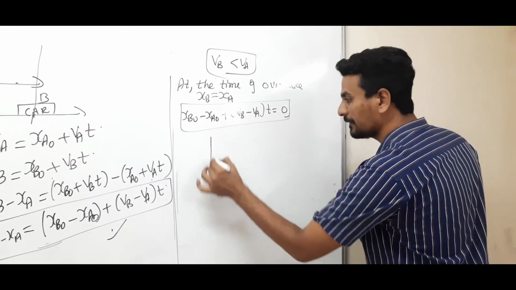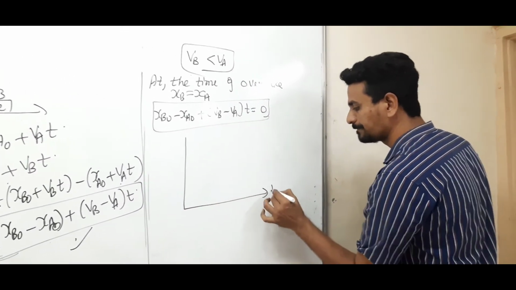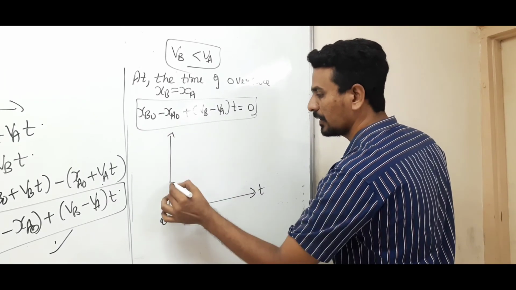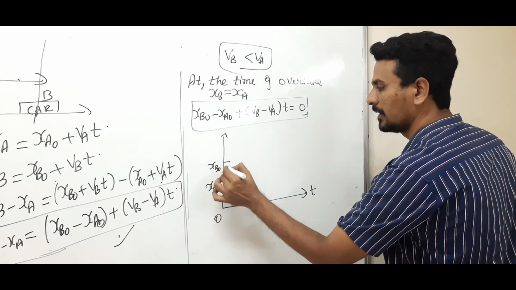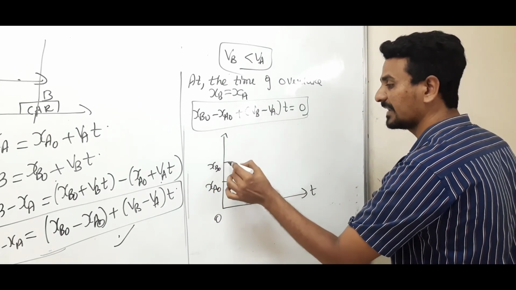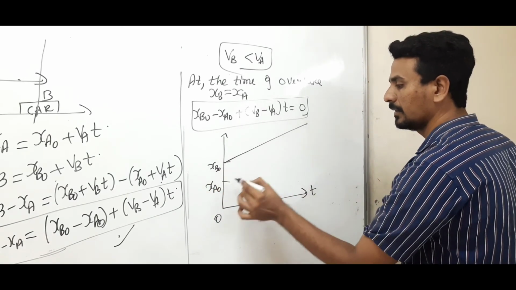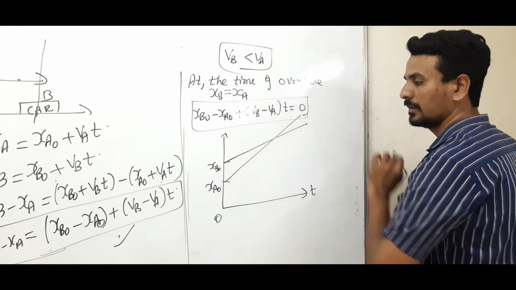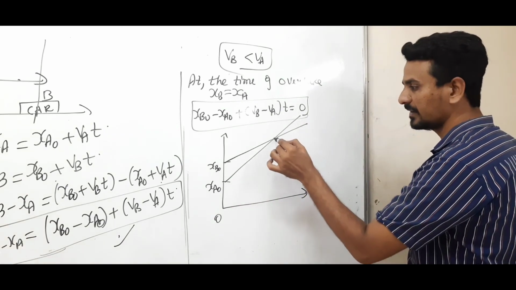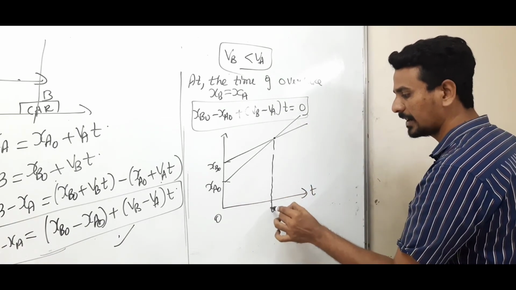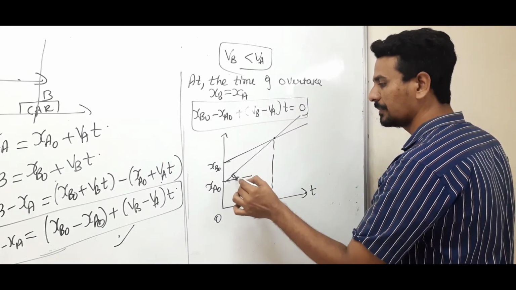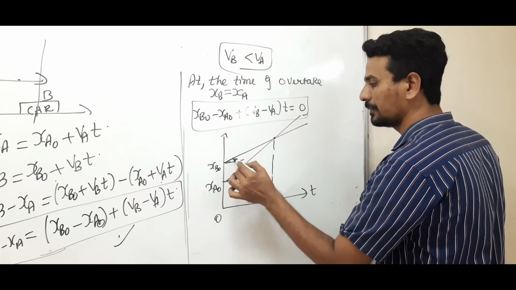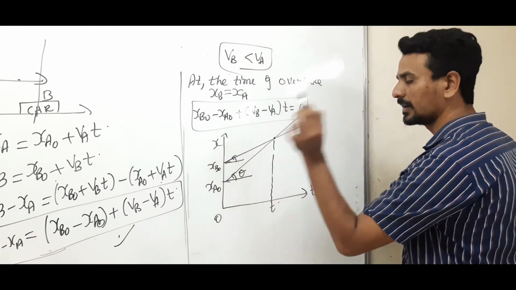So now how will the graph look? This was A, initially B. Now the velocity of B is less than A. This way, this will be. What is this? This is the time where A will be overtaking B. This theta will be more, this theta will be less. Clear?